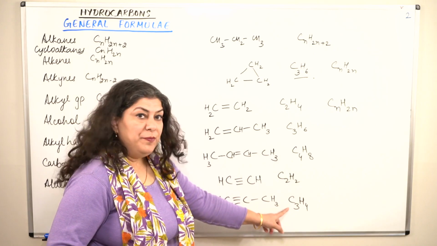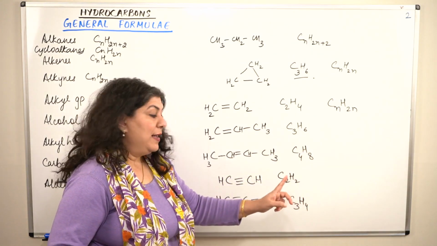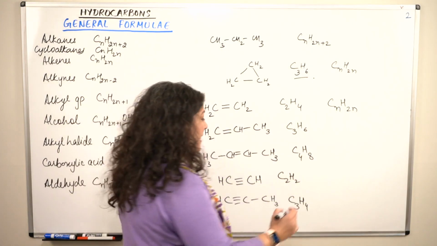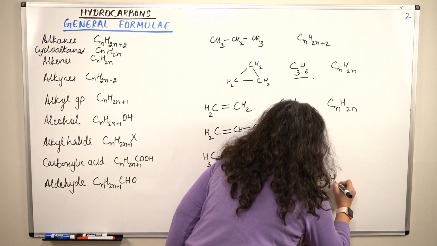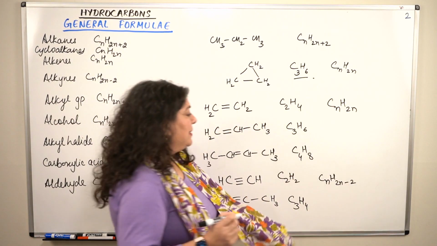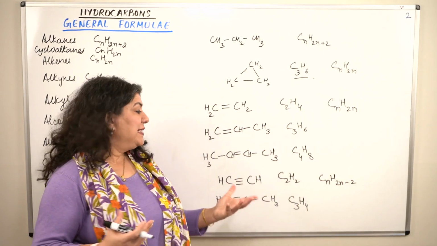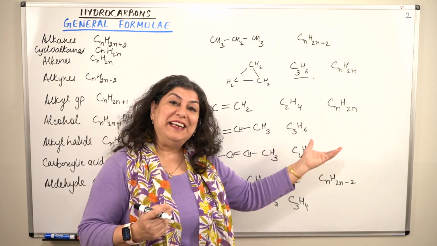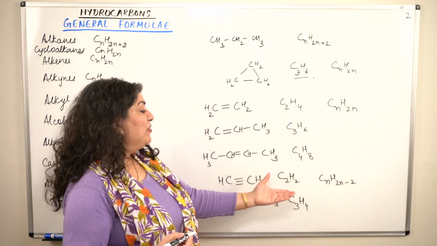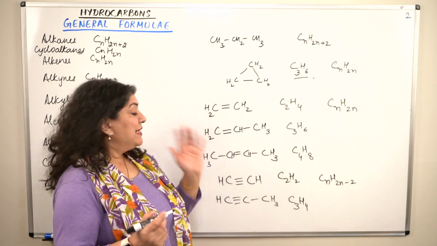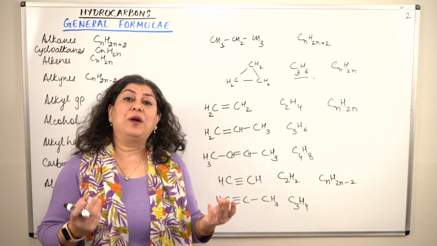So what relationship do we derive here? Cn 3, 2n was 6, and minus 2. CnH2n minus 2. This has 2 more hydrogens less than an alkene. Why will it have 2 hydrogens less than an alkene? It is simple. It will have 2 hydrogens less than an alkene because it has one more bond between 2 carbon atoms.